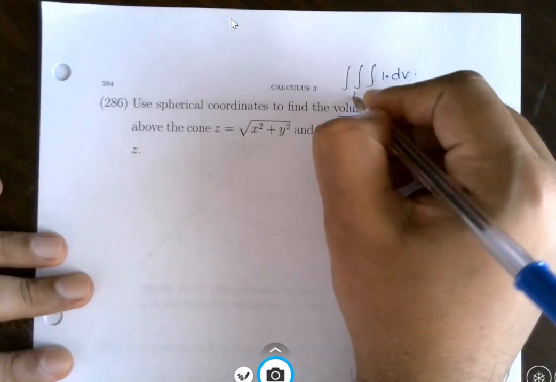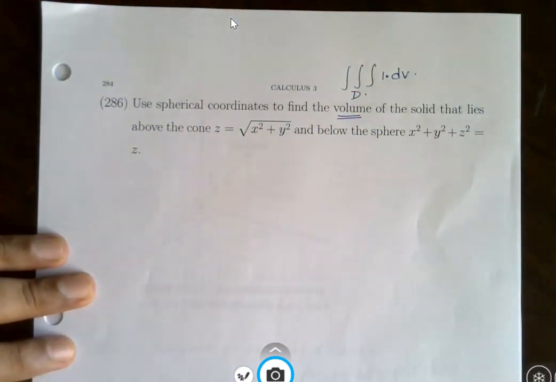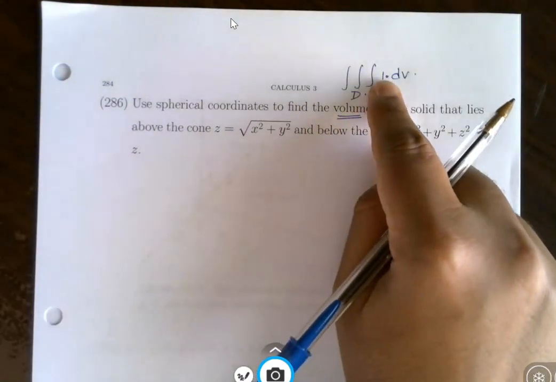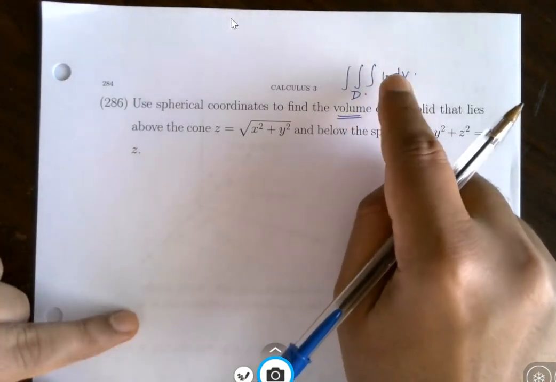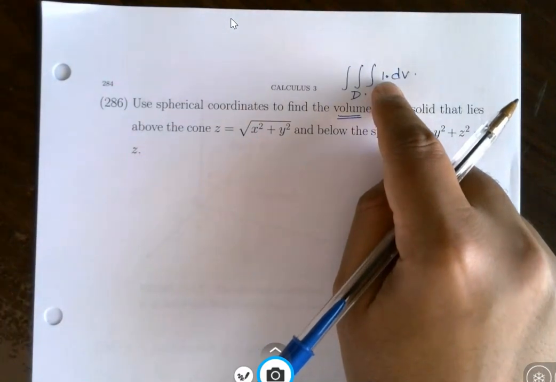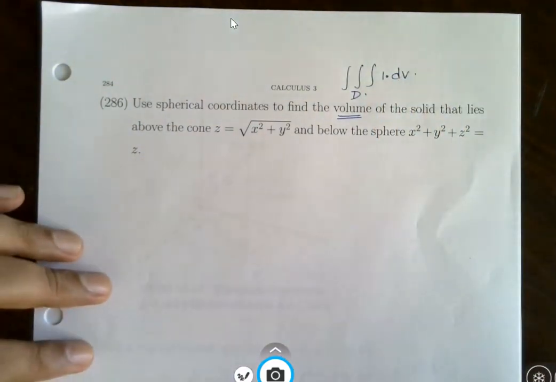Remember that it should be dV over the entire domain D, because if there is an integrand here, then you get the mass. Remember that. So here we are finding the volume, so the integrand is 1. That's a giveaway.